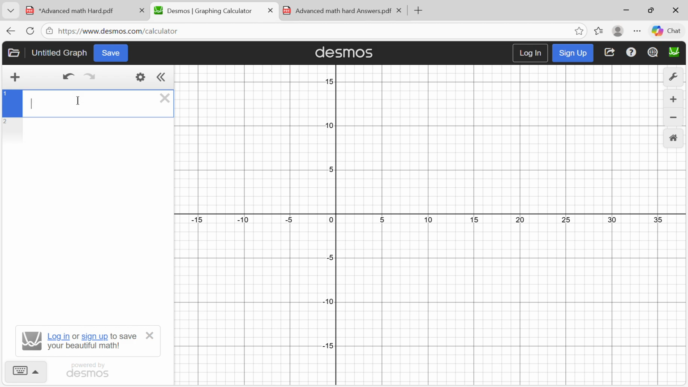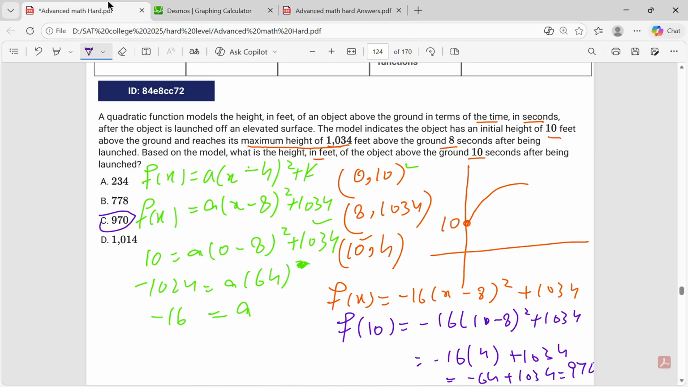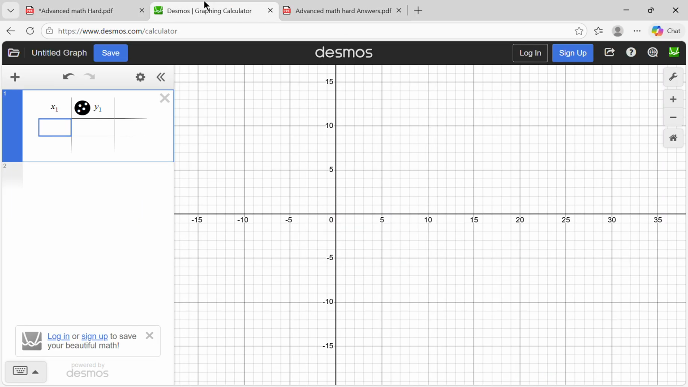In Desmos, first we have to make a table. You can just type table, or select it from the plus sign. The coordinates here are 0, 10 and 8, 1034.